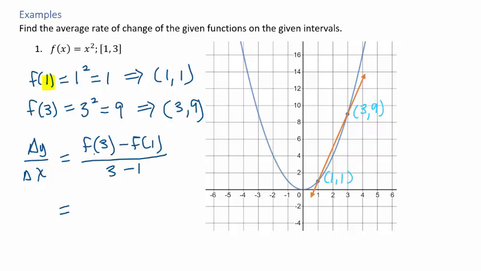We've already found f of 3 and f of 1, so now we're going to substitute those y values. f of 3 is 9, and f of 1 is 1. So we have 9 minus 1 in the numerator, divided by 3 minus 1, so we get 8 over 2, or 4. What this tells us is, on average, between x equals 1 and x equals 3, y changes by 4 spaces for every change in x of 1 space.